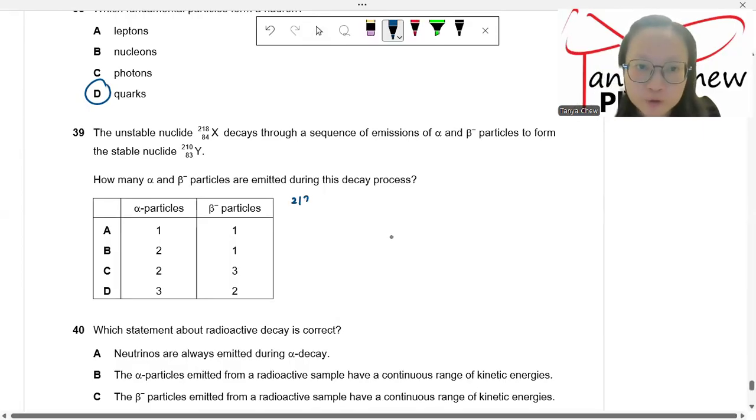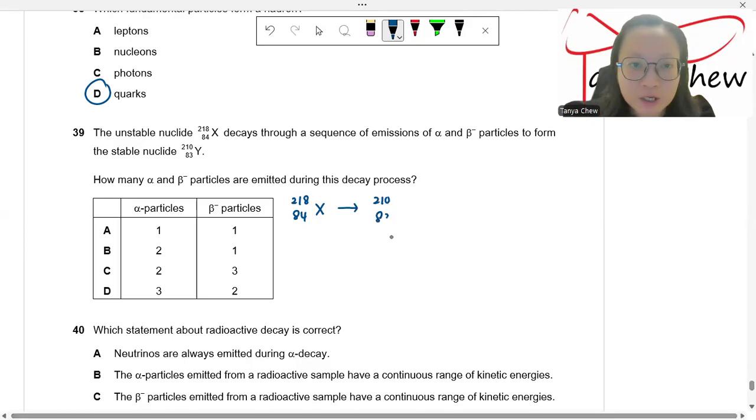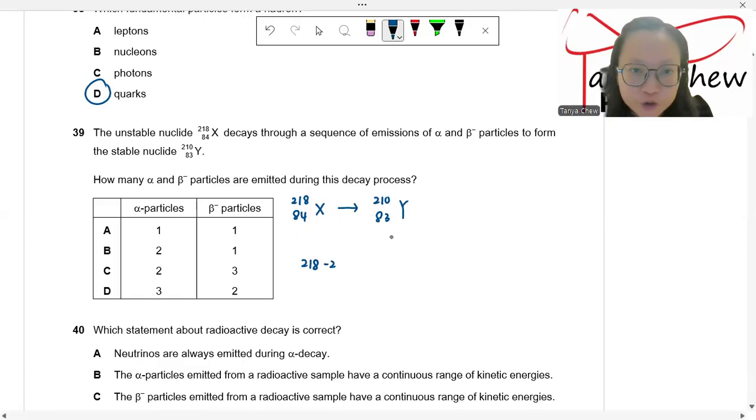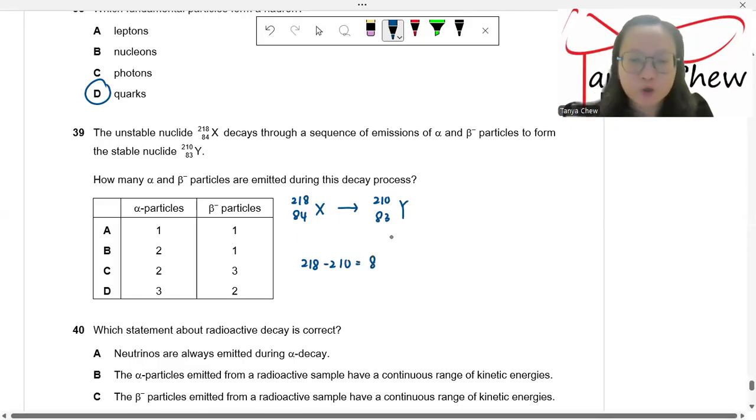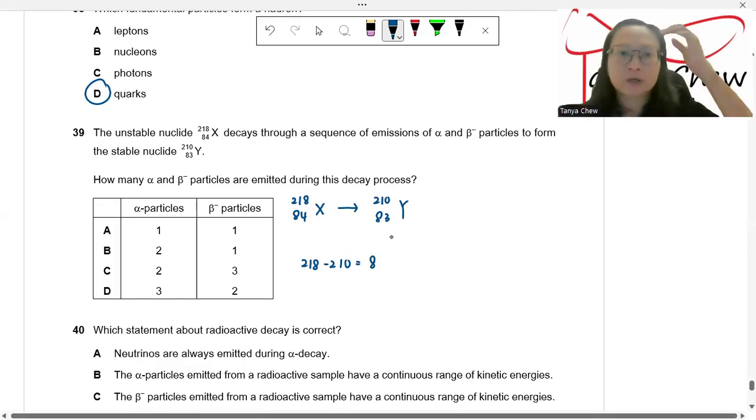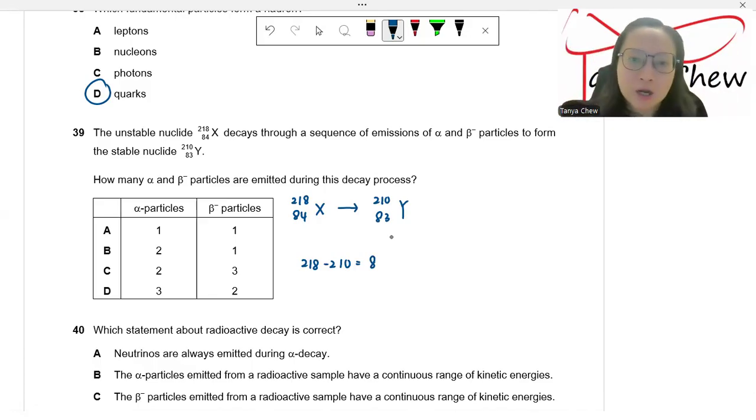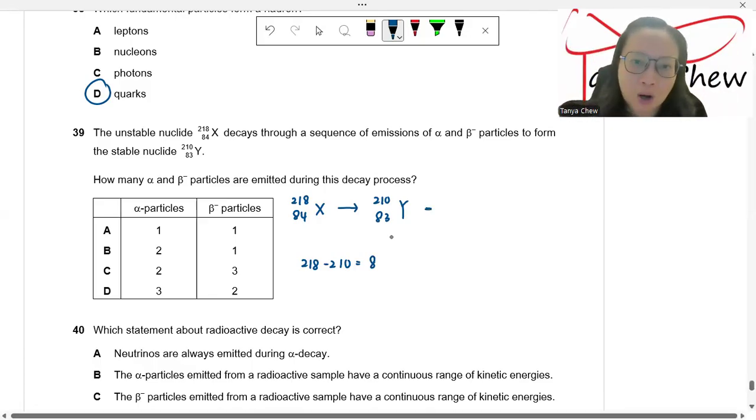You know how I do it? I just put 218 84 X first. Give me 210 83 Y. Now, I take 218 minus 210. I get 8. So I need to form 8 nucleon numbers on the right-hand side. So alpha is 4 2 He. So how to get 8 on the nucleon number? I need to emit 2 alpha particles. 2 alpha particles could be B or C.